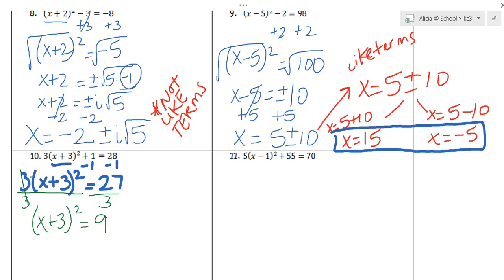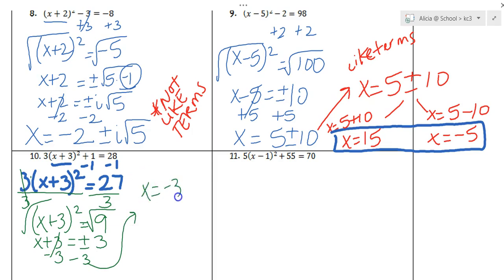I then take the square root of both sides. This is going to be x plus 3 is going to equal a plus or minus 3. Right? Square root of 9 is 3. Again, no i's because there's no negatives. I'm going to subtract 3 on each side. So therefore, I'm left with x is going to equal negative 3 plus or minus 3.